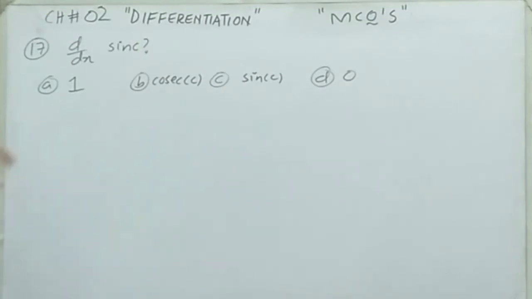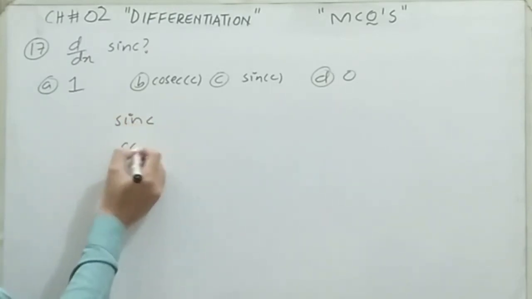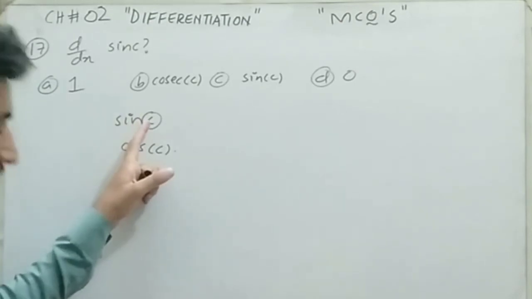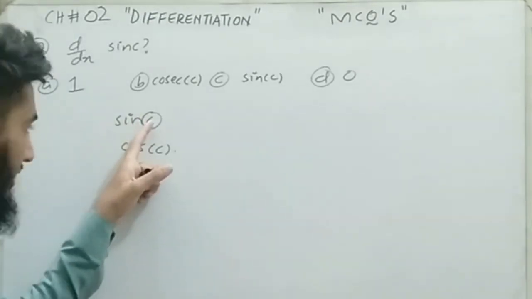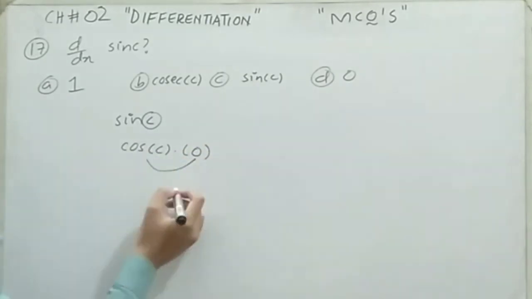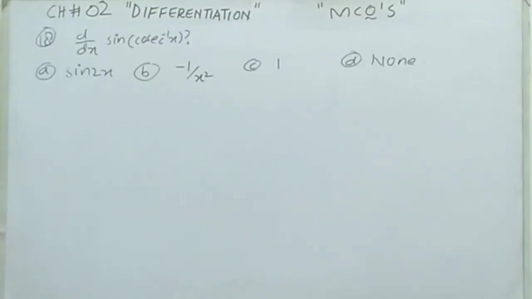Now move toward MCQ number 17, d by dx of sin c will be. Remember, derivative of sine c is always equal to cos of c, and derivative of the inner function c. C is actually a constant over here, and derivative of this constant will be 0, you know that. And 0 multiplied by something gives us a value 0, so the correct option is option number D. Move toward MCQ number 18.